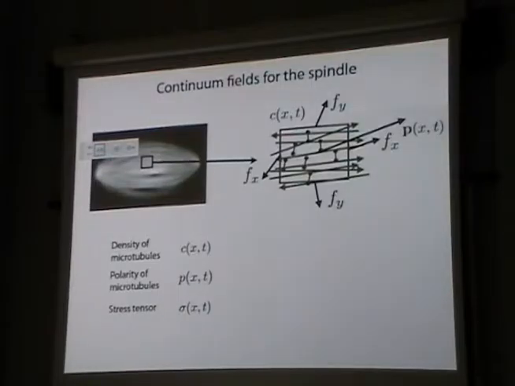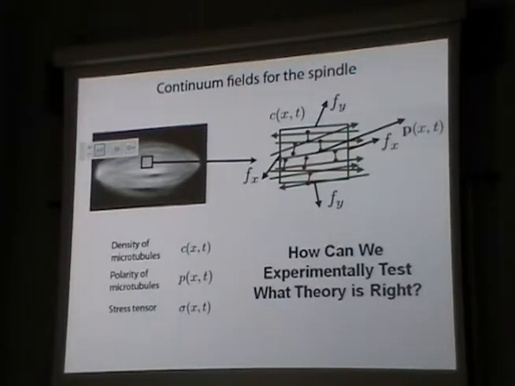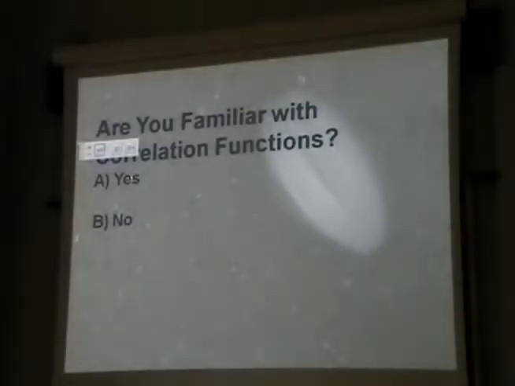So it's reasonable to say that maybe these are the relevant fields in some continuum theory of the spindle. But one could imagine other things. And again, the question is, how can we tell? Are these really the right fields that we should be caring about? And given that these are the right fields, one can imagine many different types of theories one could construct with them, so which one's right?